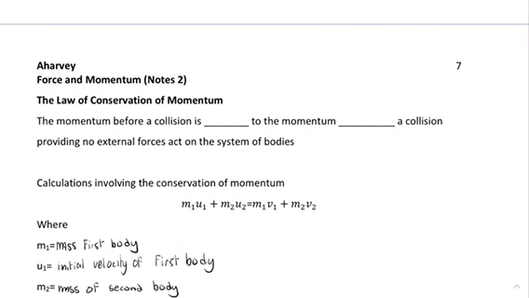So when two bodies collide, they transfer their momentum between each other. This is called the law of conservation of momentum. It states that the momentum before a collision is equal to the momentum after a collision, providing no external forces act. We can use this law to do calculations involving momentum because m1u1 plus m2u2 is equal to m1v1 plus m2v2. This means that the momentum of both bodies before the collision is equal to the momentum that both bodies have after the collision.